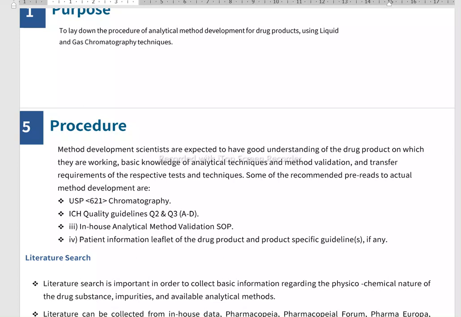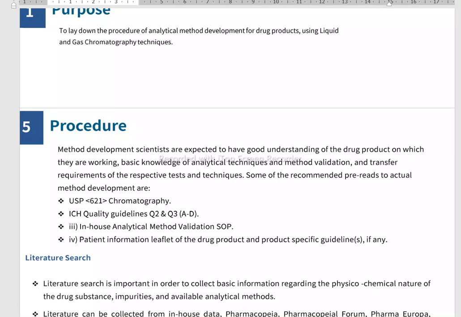Okay, so before starting your method development, you must have a good understanding of your drug substance or drug product, meaning which molecule you are working on, and you should have complete information about it. Basic knowledge of analytical technique, method validation and transfer, and requirements of the respective test and technique. Some of the recommended pre-reads before actual method development are these. So before starting the method development, you should know something. It is very important for every method development analyst starting their career in method development.